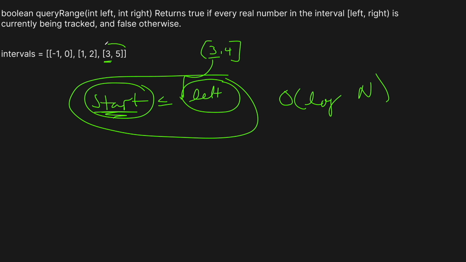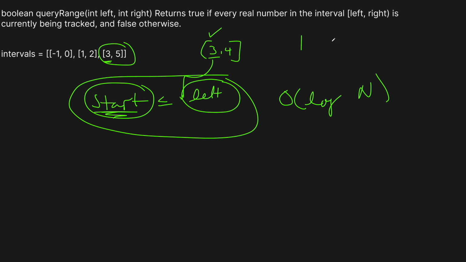So once we find the interval, which will be this 3, 5 here, then we can simply check, because we know that start is actually less than or equal to left. We know that obviously the left point will be contained within that interval, right? By definition, if start is less than or equal to this left value, then it's always going to contain it, right?